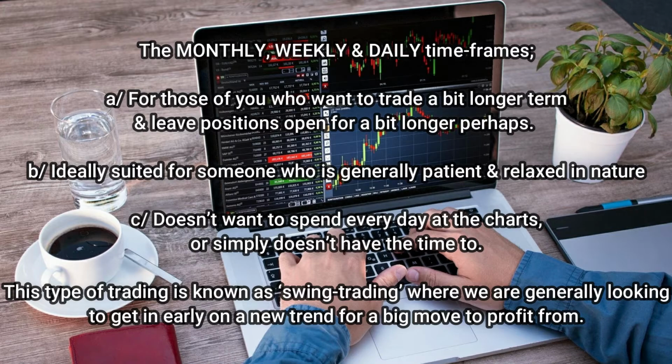This type of trading is ideally suited for someone who is generally patient and relaxed in nature and possibly has a little bit more funds, and somebody who doesn't want to spend every day at the charts, or simply doesn't have the time to. This type of trading is generally known as swing trading, where we're generally looking to get in early on a new trend for a big move to profit from lots of pips.